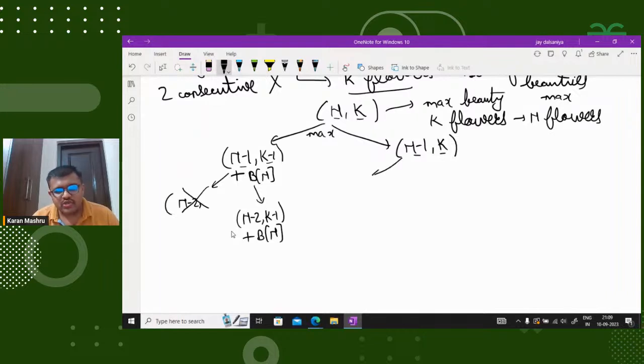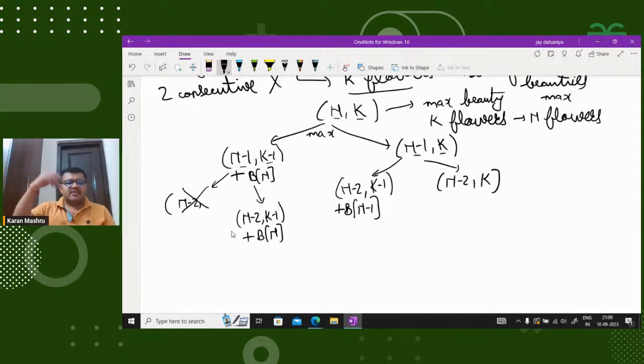Here I will have two choices, either to consider it or not to consider it. If I consider it, the number of remaining flowers will become n minus 2, and the remaining flowers which I need to pluck will become k minus 1. And since I have taken the n minus 1 flower, its beauty will be added. So the recursion value passed by this function plus this value. And if I do not consider it, again it would become n minus 2 and k.